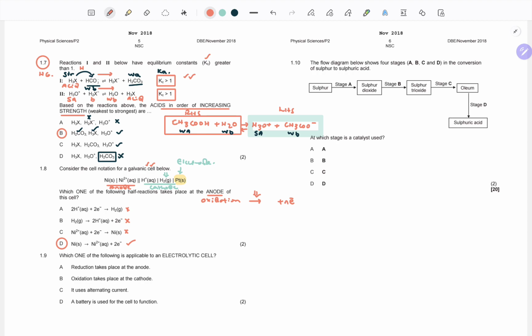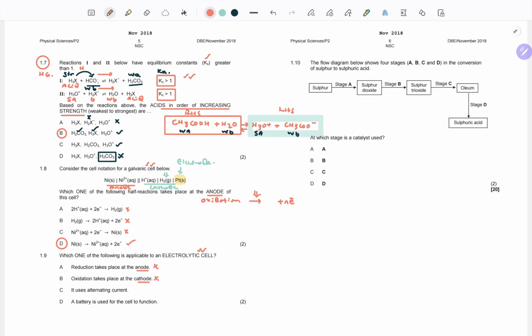Now 1.9 says, which one of the following is applicable in an electrolytic cell? Okay. Reduction takes place at the anode? No. It's oxidation. It doesn't change for both galvanic and electrolytic cell. At the anode, oxidation takes place. The only switch is that the anode is the positive terminal, as opposed to being the negative terminal in the galvanic cell. Oxidation takes place at the cathode? No. It takes place at the anode, but the cathode this time becomes the negative terminal of the battery.